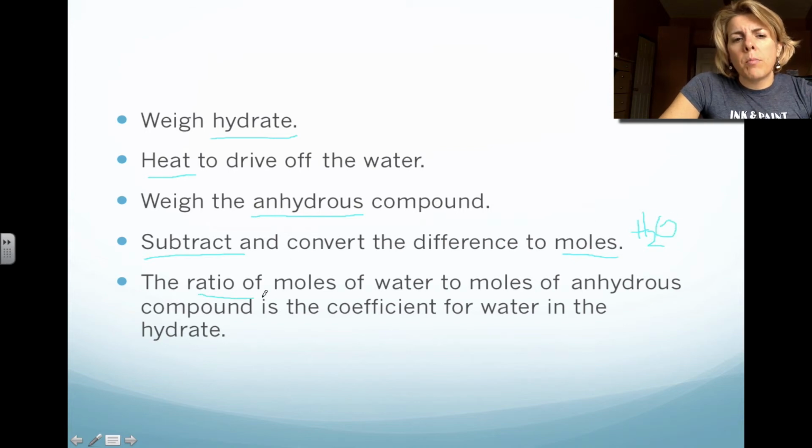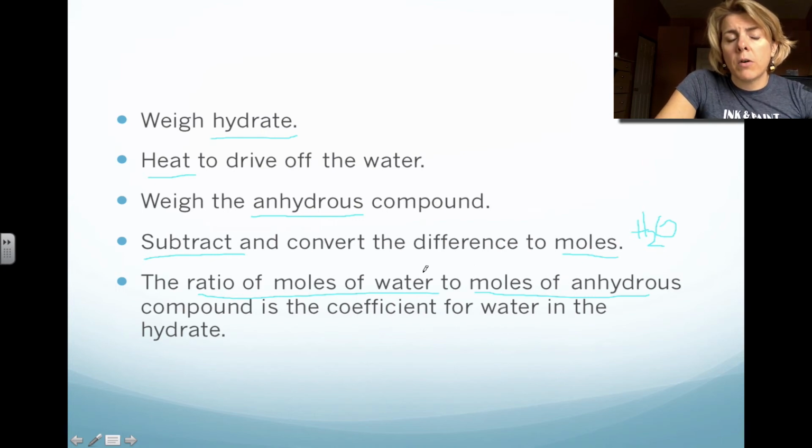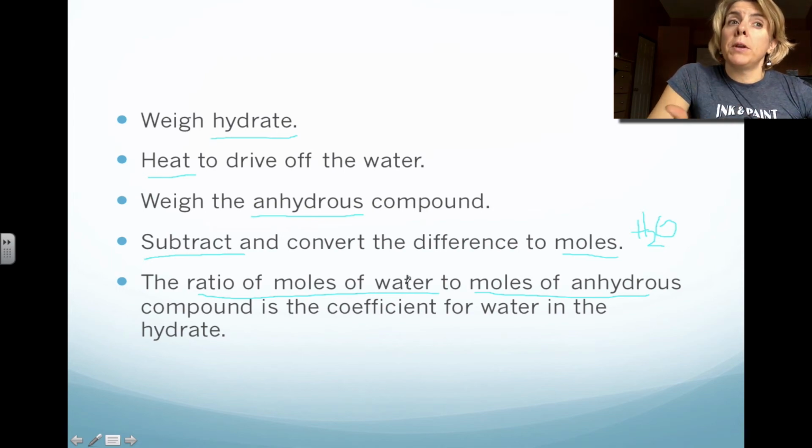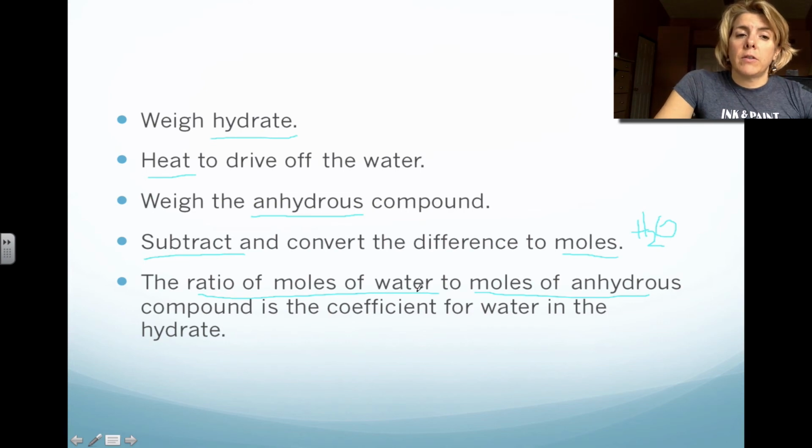Once you figure out the moles of water, you're going to look for a ratio. So you have to calculate the moles of anhydrous first before you look at that ratio. And once you divide the two, you're going to find that there's a number that essentially becomes the prefix of the hydrate.